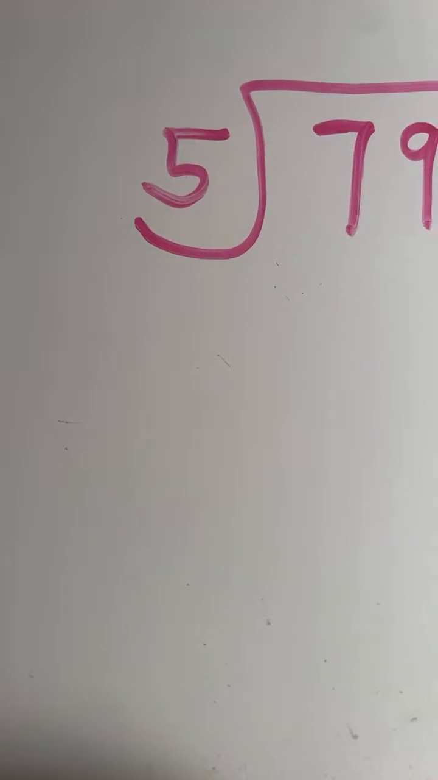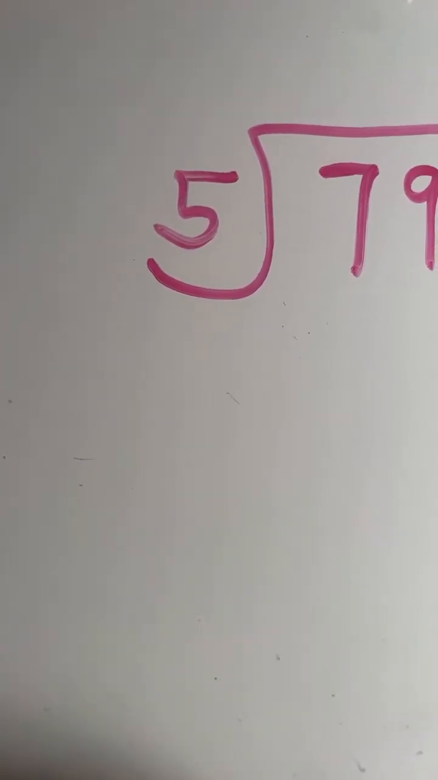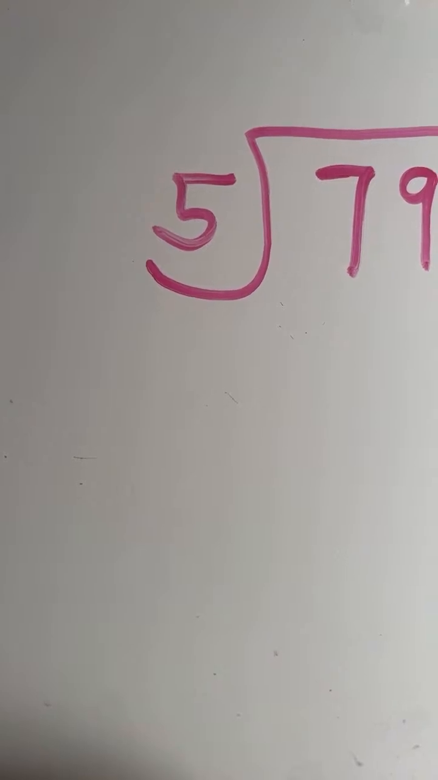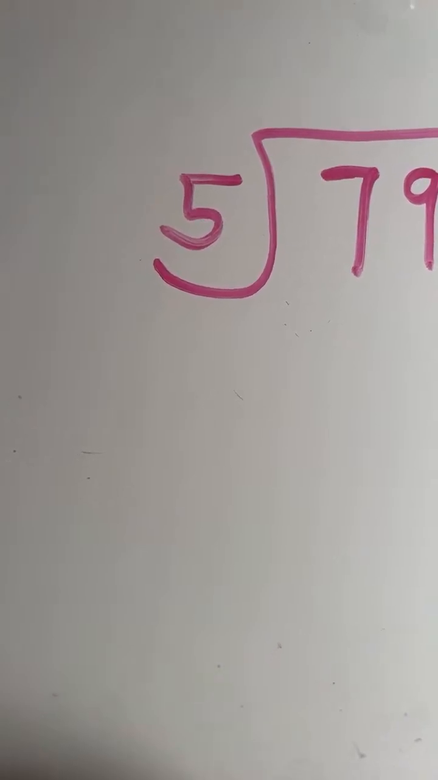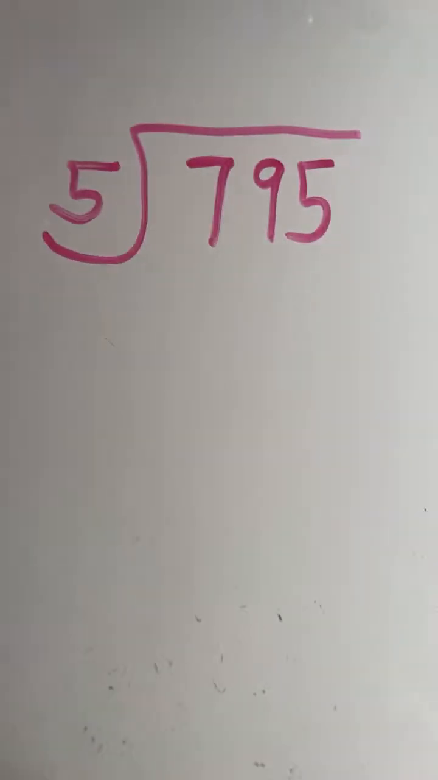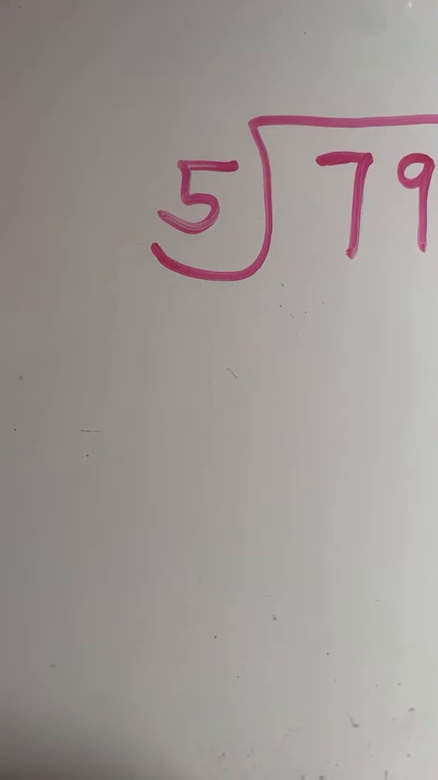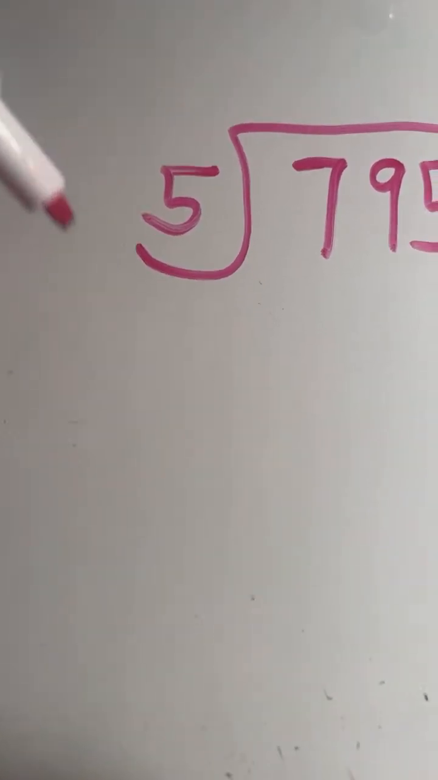So we can actually start with 1 digit by 1 digit division if the number inside the square is equal to or bigger than the number outside the square. And for this problem, the number inside is bigger. 7 is bigger than 5. So we can start out with 7 divided by 5. We want to figure out how many groups of 5 go into 7.